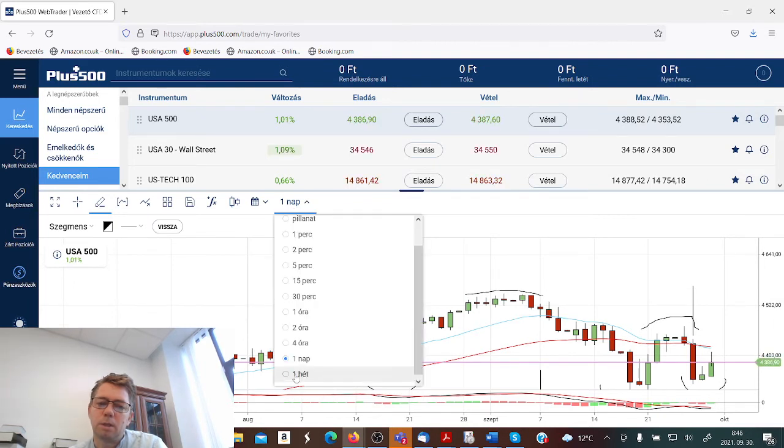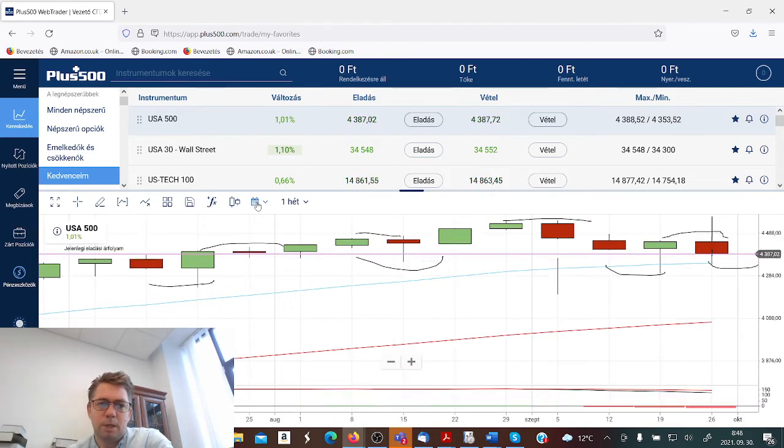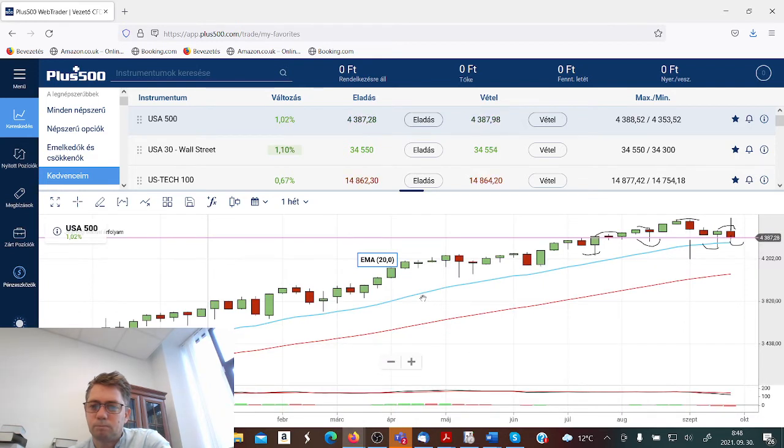Let's look at the weekly chart on SP500. On the weekly, I think what we see is that we bounced back up from the 20 EMA, suggesting that this level holds, and let's see how this unfolds. But I see signs that we may continue to go up.